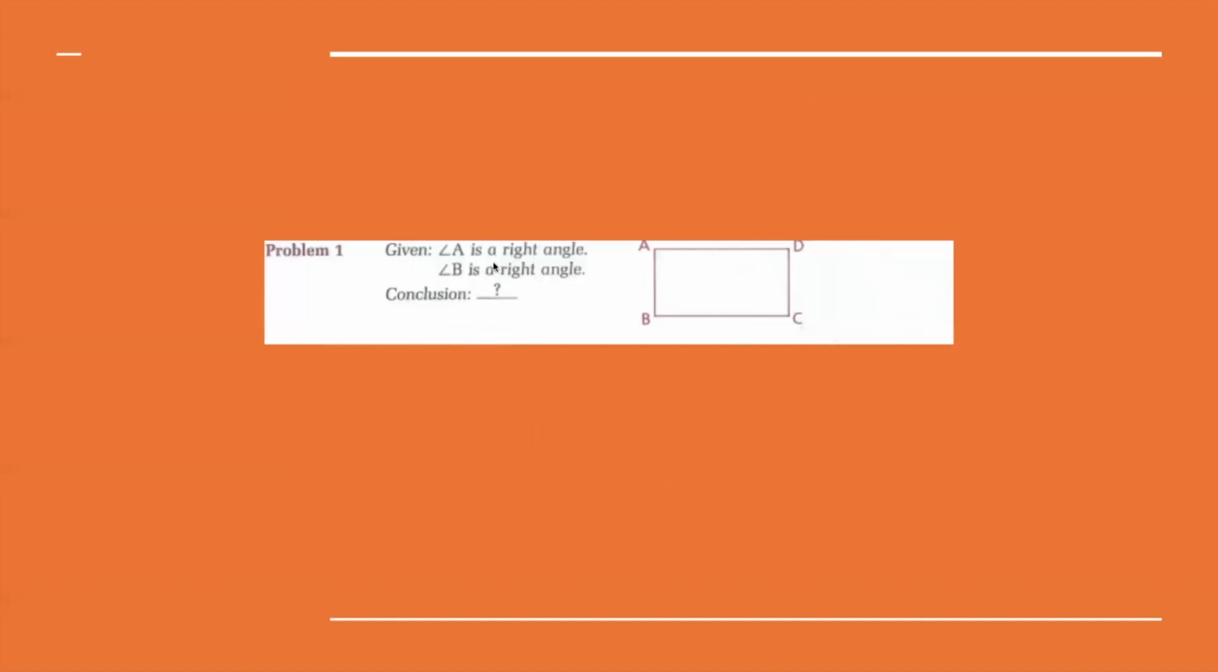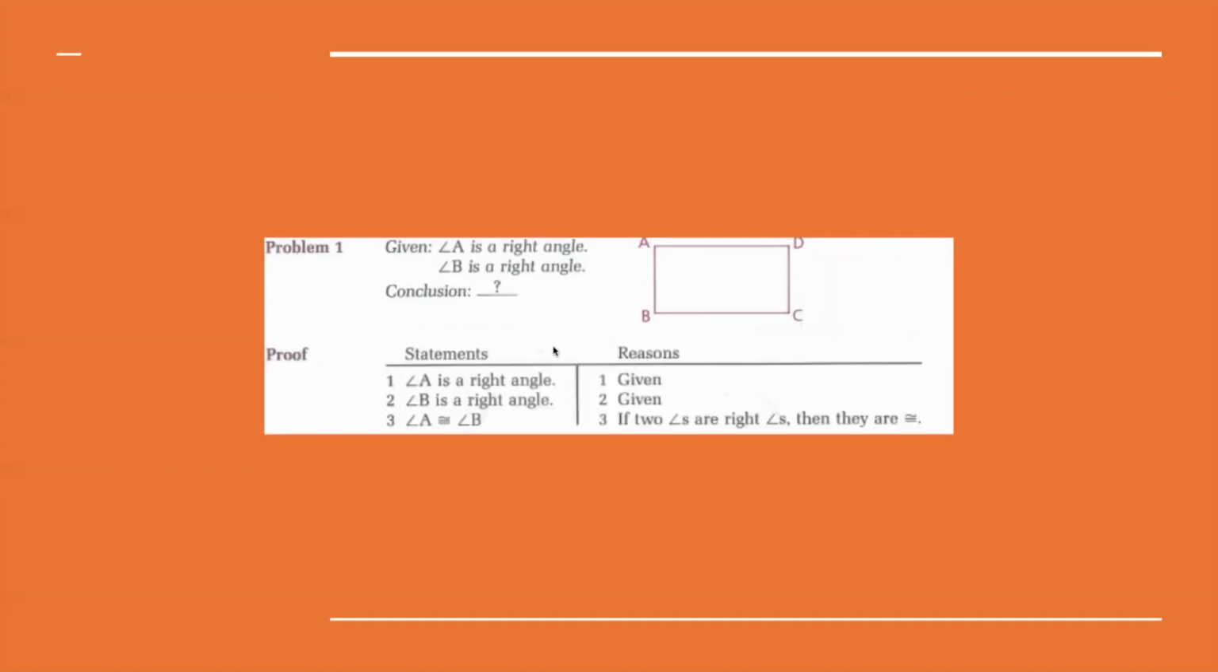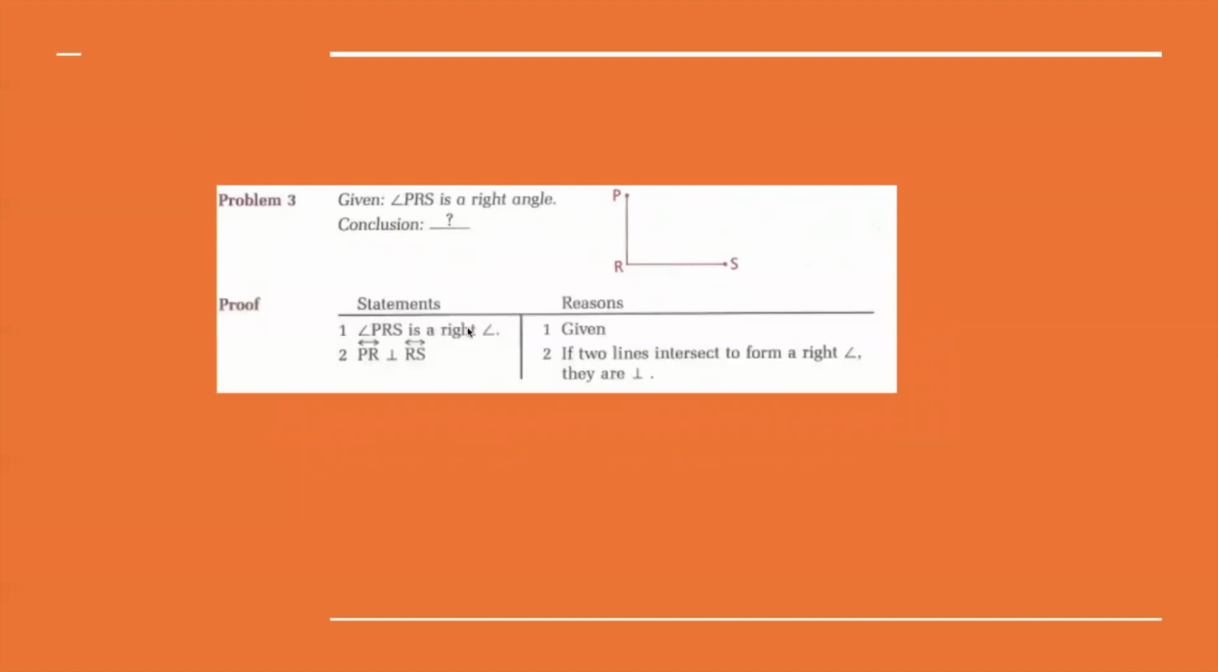Problem 1. We're given that angle A is a right angle and angle B is a right angle. Since they are both right angles, we conclude that angle A and angle B are congruent. Our reason is if two angles are right angles, then they are congruent. We're given that angle PRS is a right angle. That means we can conclude that since it's a right angle, lines PR and RS are perpendicular. Our reasoning is if two lines intersect to form a right angle, then they are perpendicular.